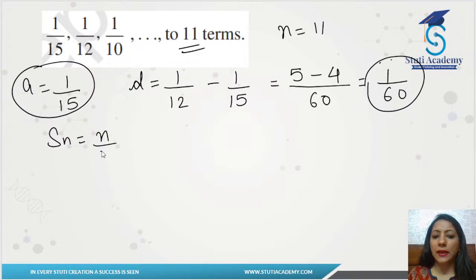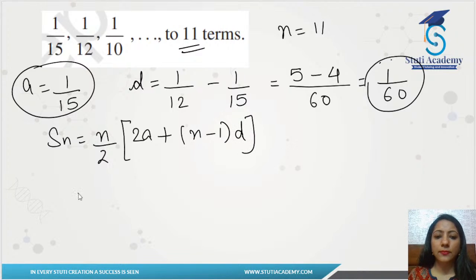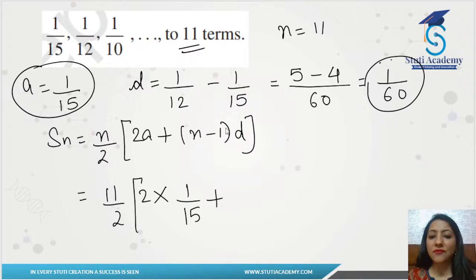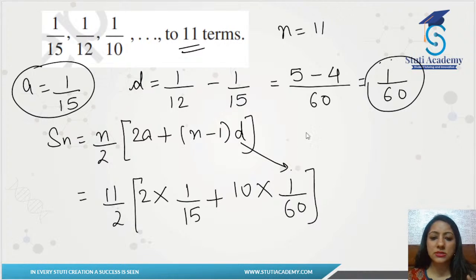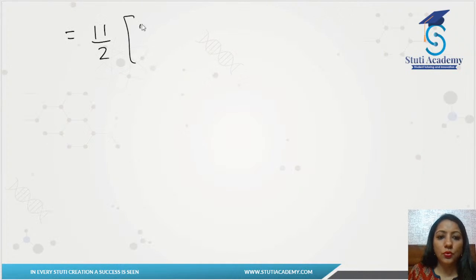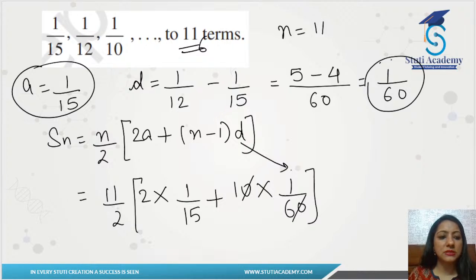So Sn is given by N by 2 into 2A plus N minus 1 into D. N here is 11. So 11 by 2 into 2 into 1 upon 15 plus 11 minus 1. Please notice the number of terms is 11, so 11 minus 1 will give us 10. So 10 into 1 upon 60. D is 1 by 60, I'm replacing D by 1 by 60 that I've already solved in this step. So we can cancel out these zeros, and we will get 11 upon 2 into 2 upon 15 plus 1 by 6.